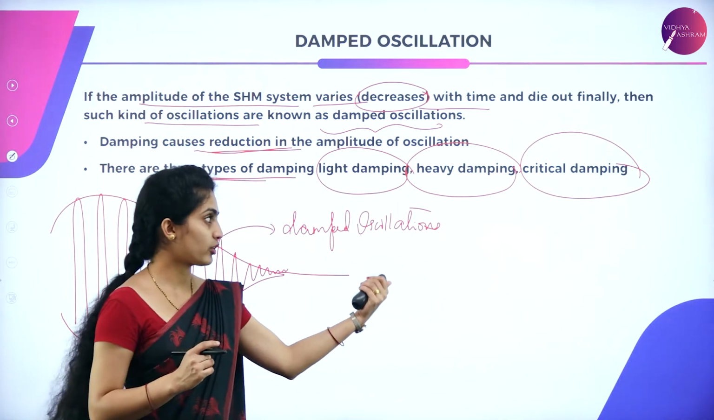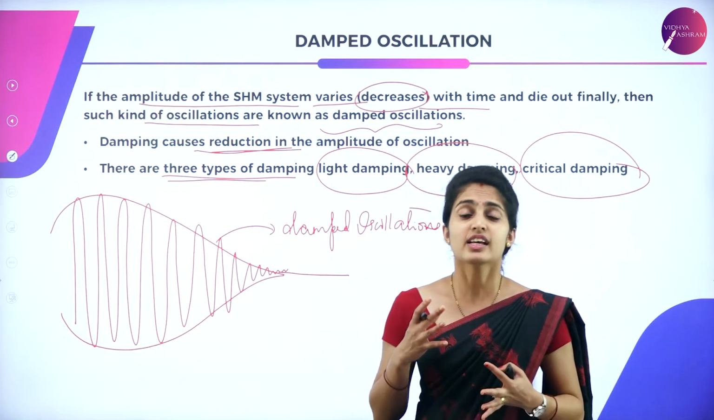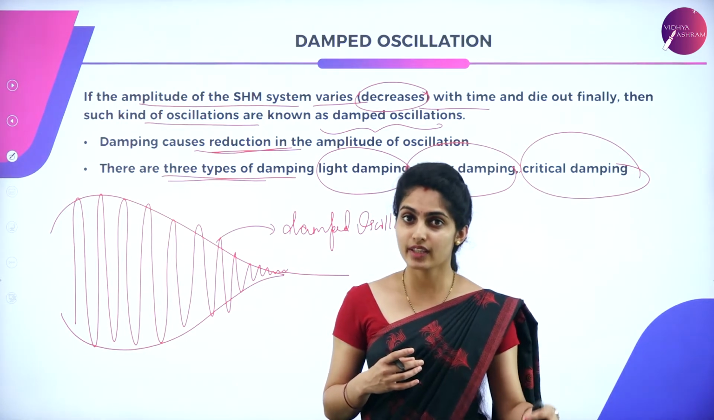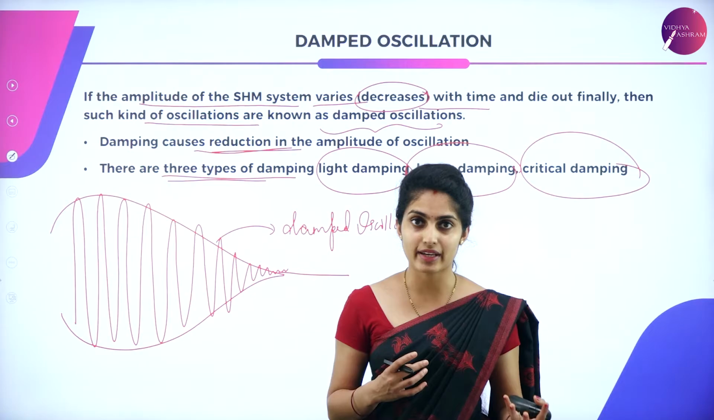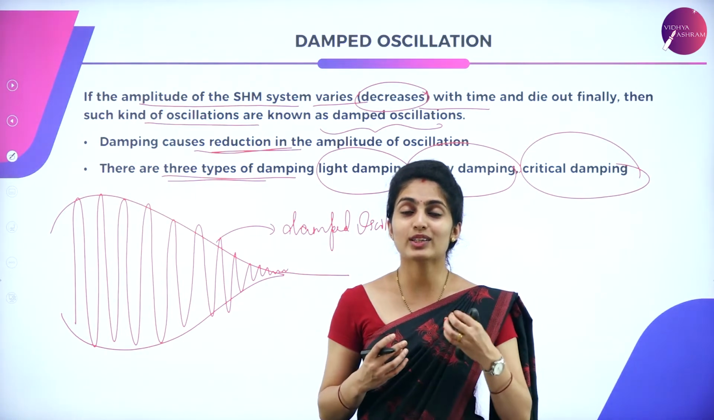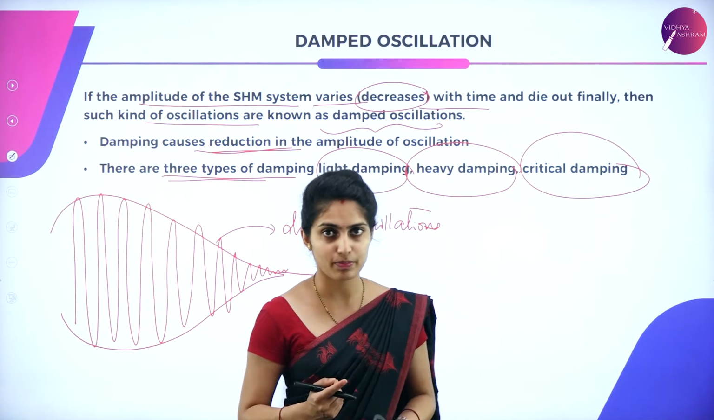Next, it is all about critical damping. So what exactly happens in critical damping? In critical damping, the oscillation is given to the object, but it doesn't overshoot back. There are no oscillations, and it comes back to its equilibrium position very quickly but doesn't overshoot again.